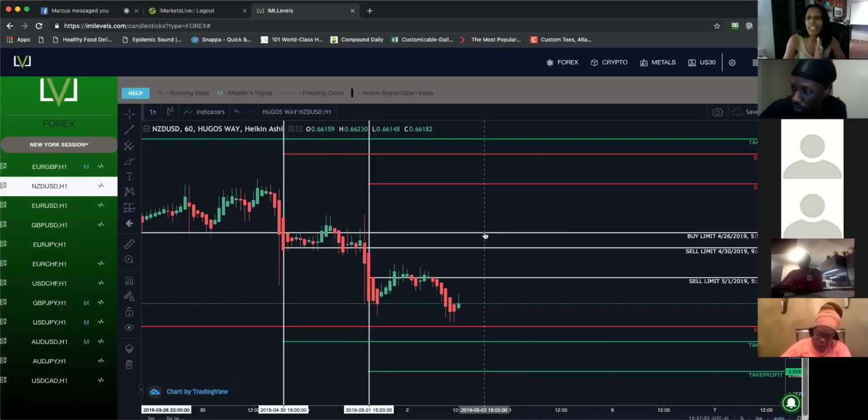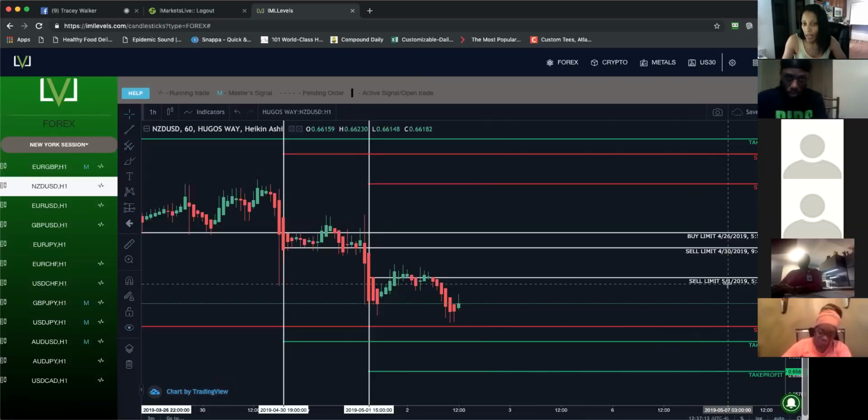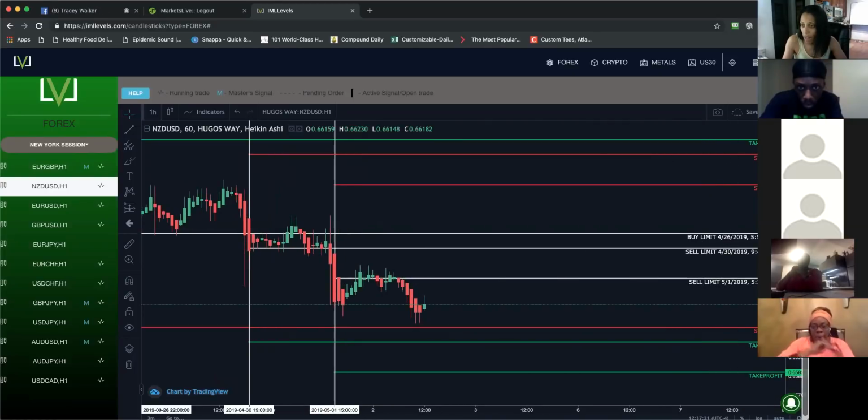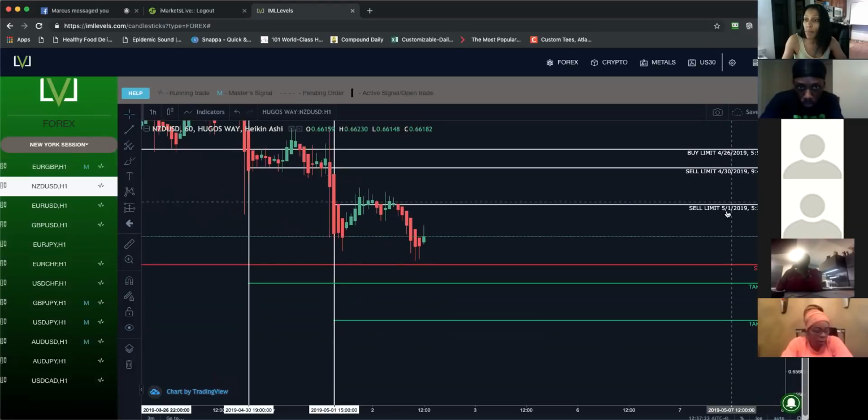Okay, let me explain to you what a buy limit is. All right, so this date says 4/26. This date says 4/30. This date says 5/1. Okay, so this would be more of an active trade at this point in time. But let's deal with this 5/1, because 5/1 is the most recent.